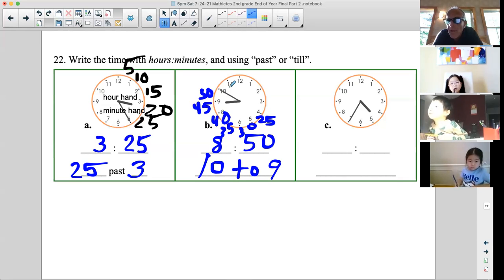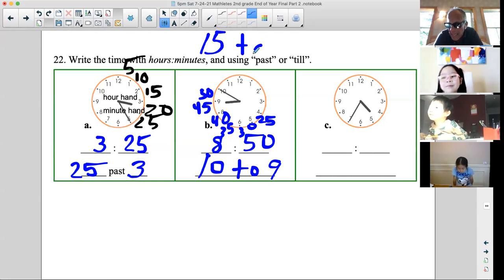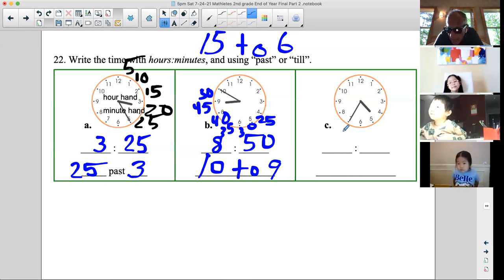Okay, guys, do you know that right now it is 15 minutes to 6 o'clock? It is 15 minutes to 6 o'clock. Okay, everybody look at the next one. Write down what you think the time is, the hour and the minutes. And remember, we count by 5s. 5, 10, 15, 20, 25, 30, 35. So be careful.